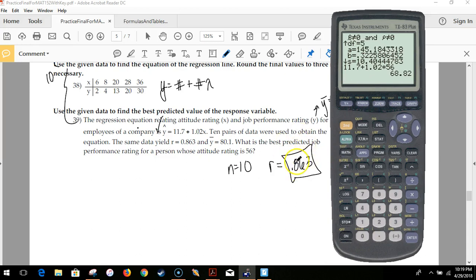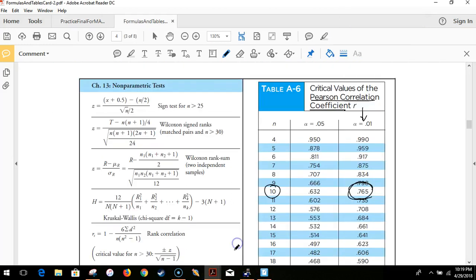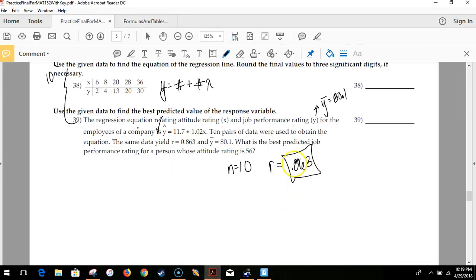Had this R not been greater than the 0.765, let's say it was 0.563, that means there isn't a linear correlation. There might be some kind of correlation, but it's not linear, which means that line would be junk. So the calculator is always going to give you a line. It doesn't mean that it's really any good for anything. When that's the case, then you'd have to use Y bar.